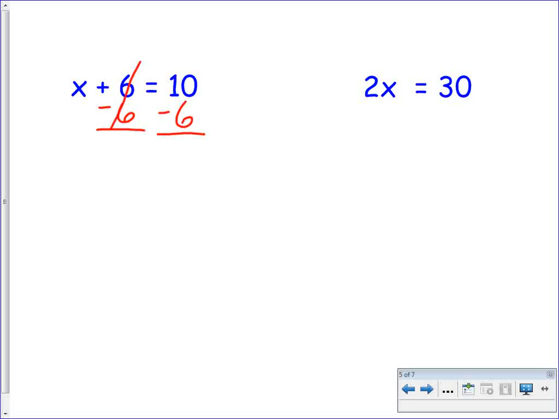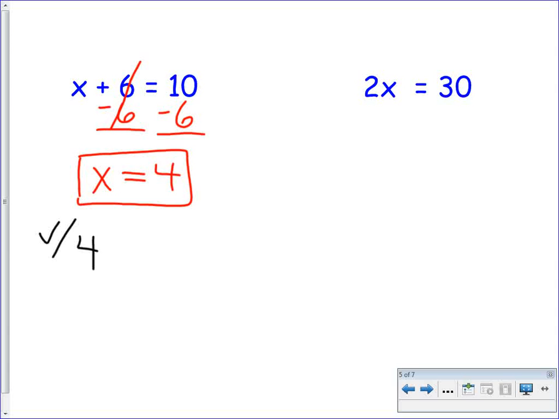6 minus 6 cancels out. We are left with x on the left side. And 10 minus 6 equals 4. We box up our answer. And here comes the check step. Instead of putting in x, we're going to put a 4 plus 6 equals 10. Once we have that, we're going to check it. Does 4 plus 6 equal 10? It does, and since it does, we know that our answer, x equals 4, is correct.